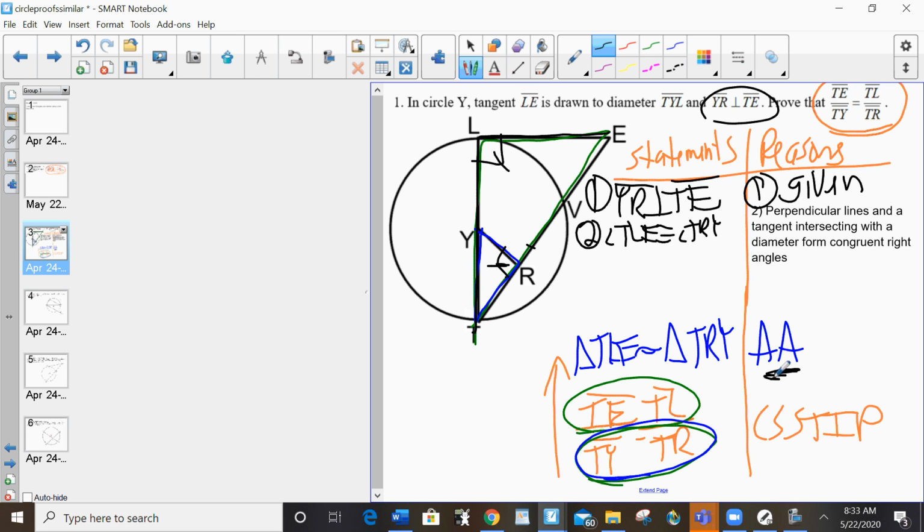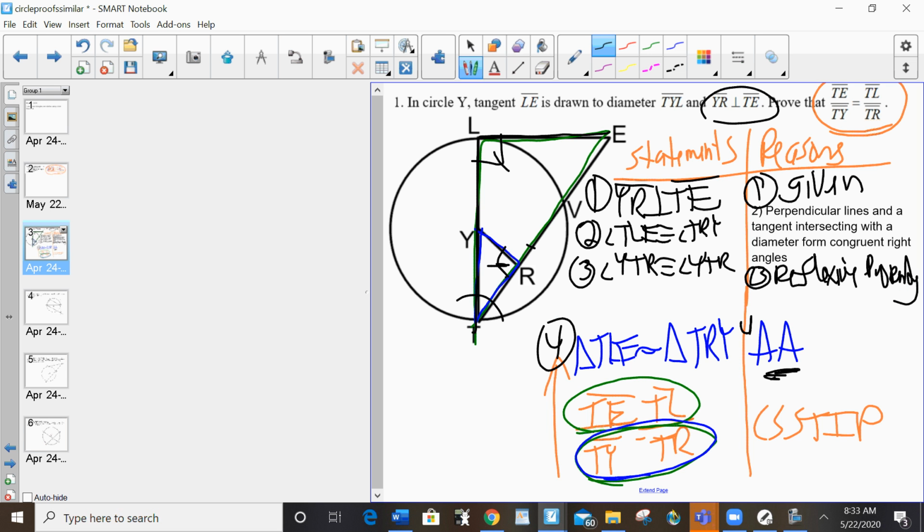Yes, I see an angle that's in both triangles. Angle T. So I'm going to state that angle YTR is congruent to angle YTR, reflexive property. Now that I have two angles, I can state that the triangles are similar, then their proportion, and since this one asks for the proportion, I don't have to do the multiplication step. And that's it.